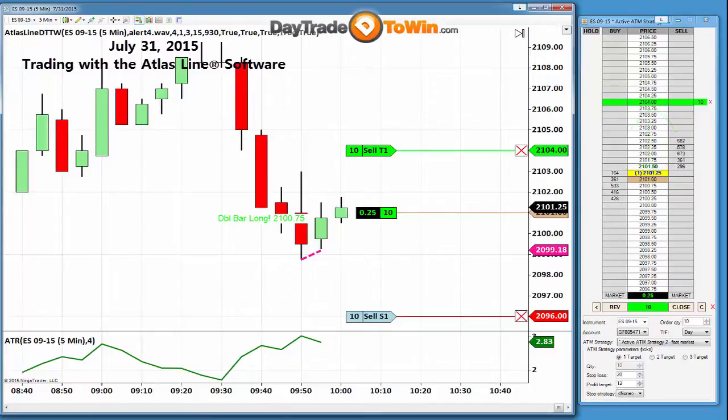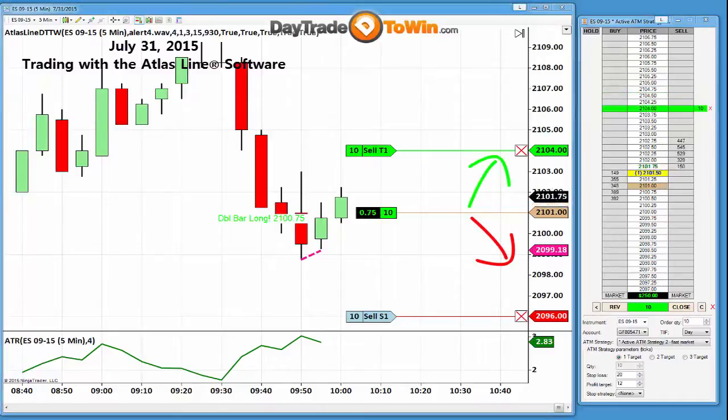Now the stop cannot be the same as the current conditions because the market is already telling me it could move up or down between 11 or 12 ticks. So if my stop is equal or less than that, I can get stopped out prematurely.